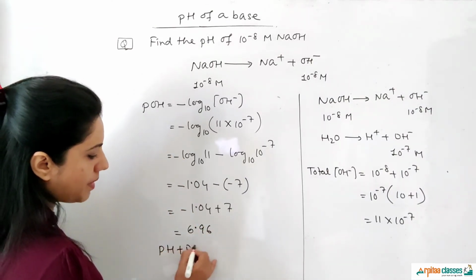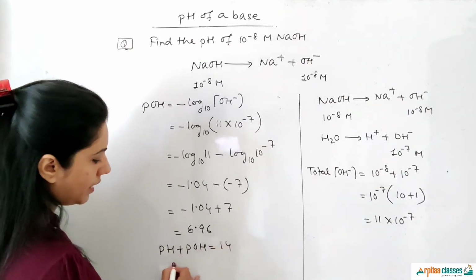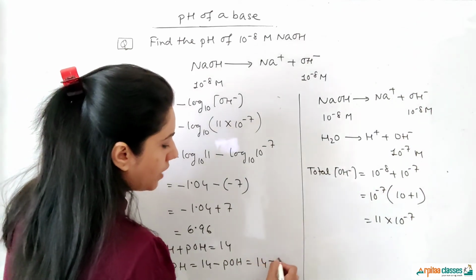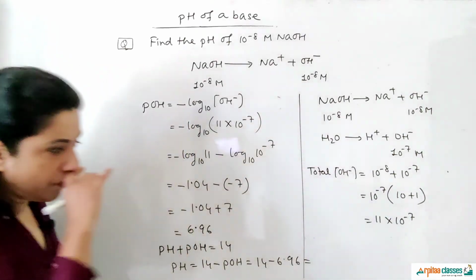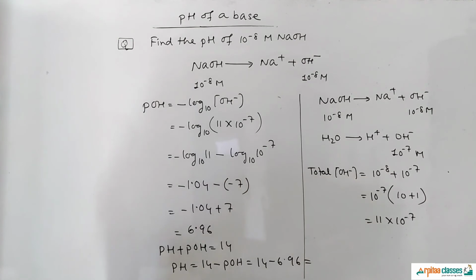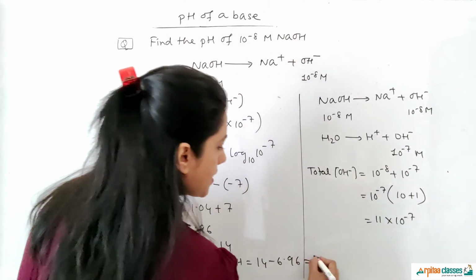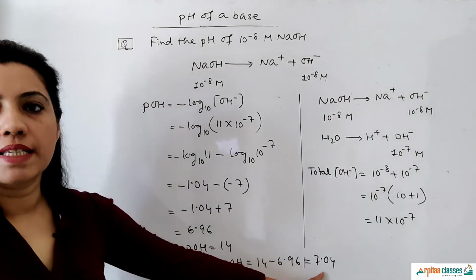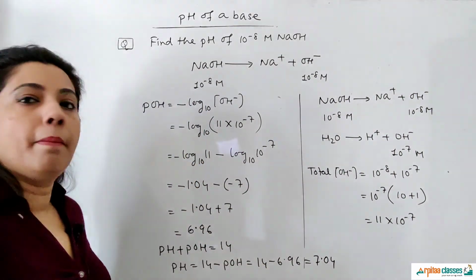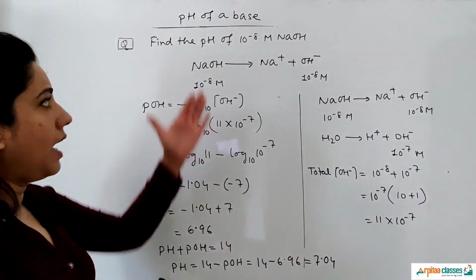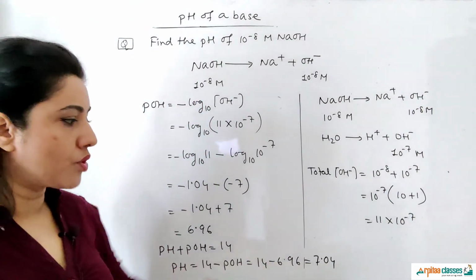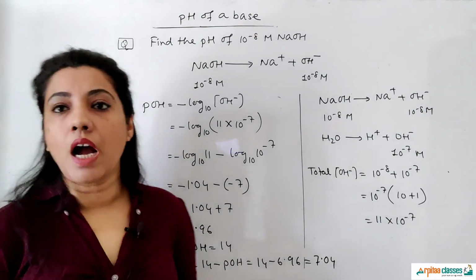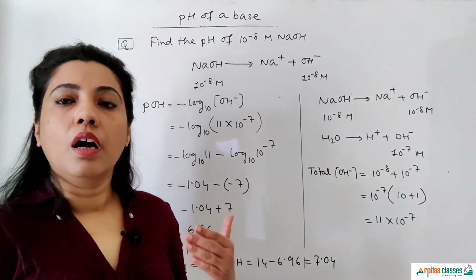This is the pOH. Now we have pH plus pOH is equal to 14. Therefore, pH is equal to 14 minus pOH. The value of pOH is 6.96. 14 minus 6.96 is giving you 7.04. See, the pH of the solution is more than 7. It is almost neutral, because it is a very, very weakly alkaline solution, but still we are getting the pH more than 7.